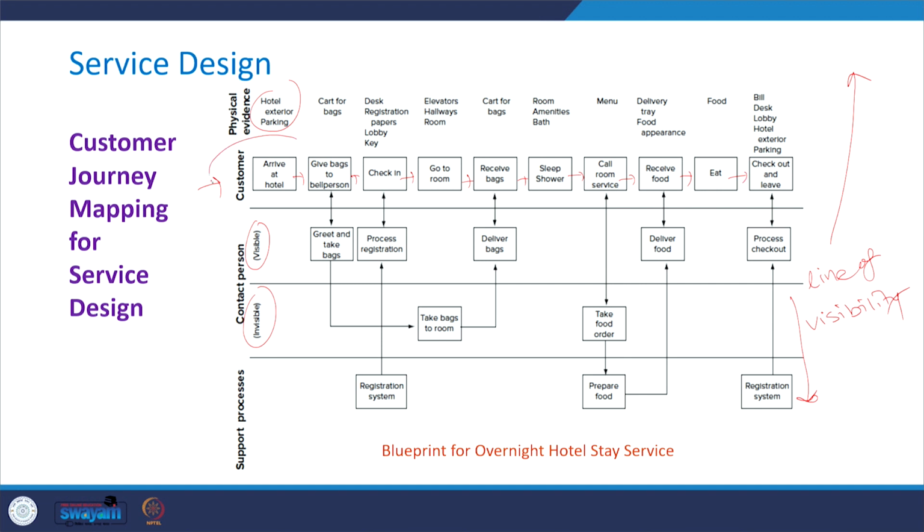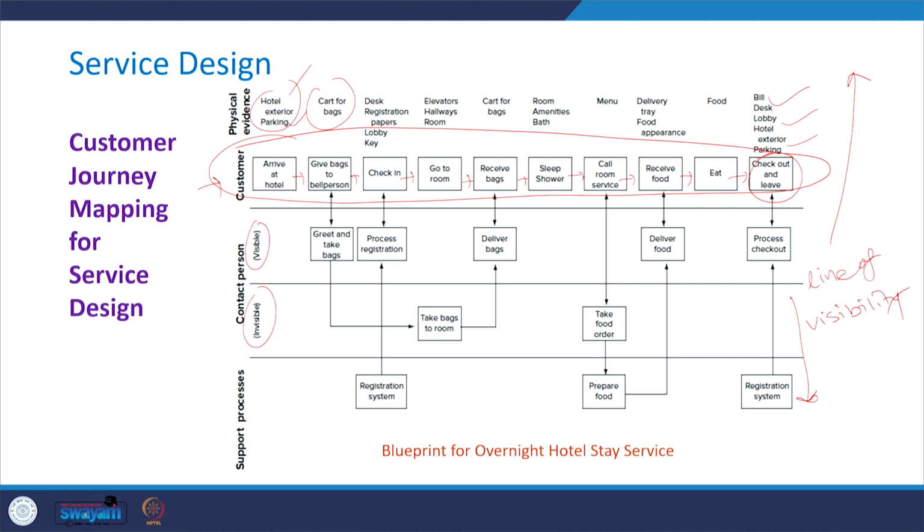So if you are looking at this particular customer journey, you can see that there is physical evidence across each step. For example, while arriving at a hotel, the customer might notice the exteriors, the design, decorations, and even while parking the car. Coming to the next step of giving bags to a bell person, he might observe the cart for bags, right? Similarly, while checking out from the hotel or a particular restaurant, he will observe the bill desk, lobby, exterior, parking, and so on. So these are the physical evidence that complement those service activities or processes.